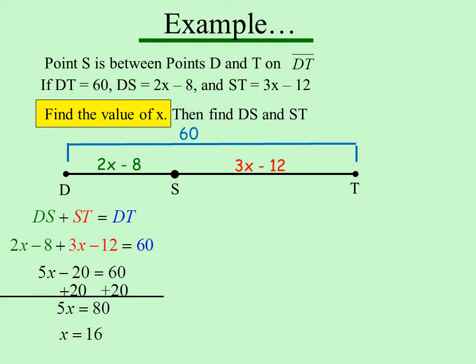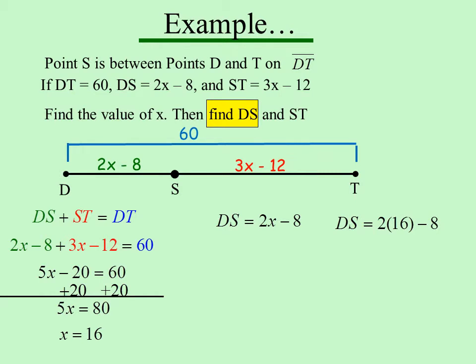So I answered the first question, find the value of x. I found out that x was 16. But it also wants me to find the length of DS. Well, I know that DS is 2x minus 8. And I know that x is 16. So let's substitute 16 in for x and then solve this equation. 32 minus 8 is 24. So I know that DS is 24.